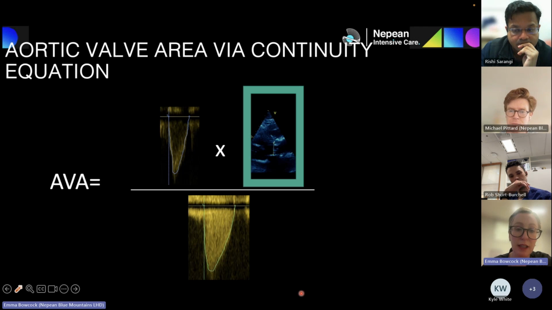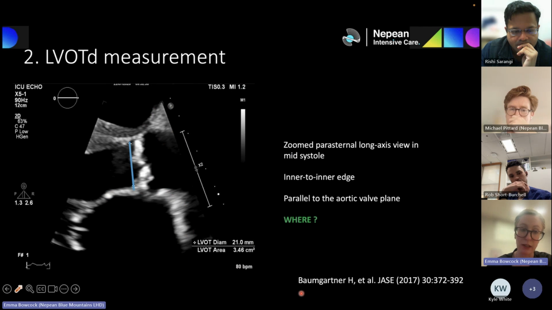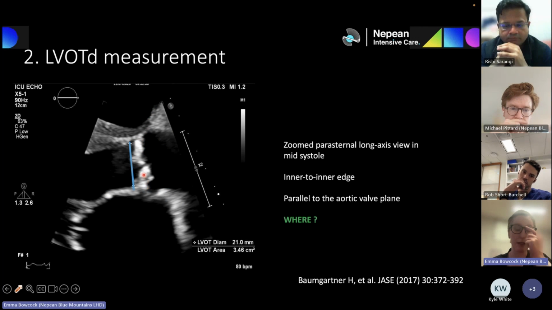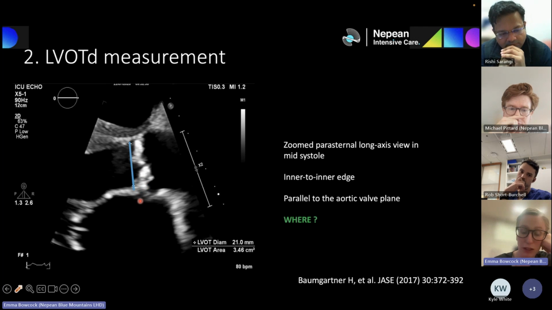Probably the hardest thing, though, I think, once you've got over the other pitfalls with Doppler angle and stuff like that, is LVOT diameter. Really, really tricky, especially when they've got calcification. You can see here, this is a heavily calcified valve. Where are you going to measure that? If you ask 3 people to do it, they would all do a slightly different thing. They do say to measure it about three times and take the average.